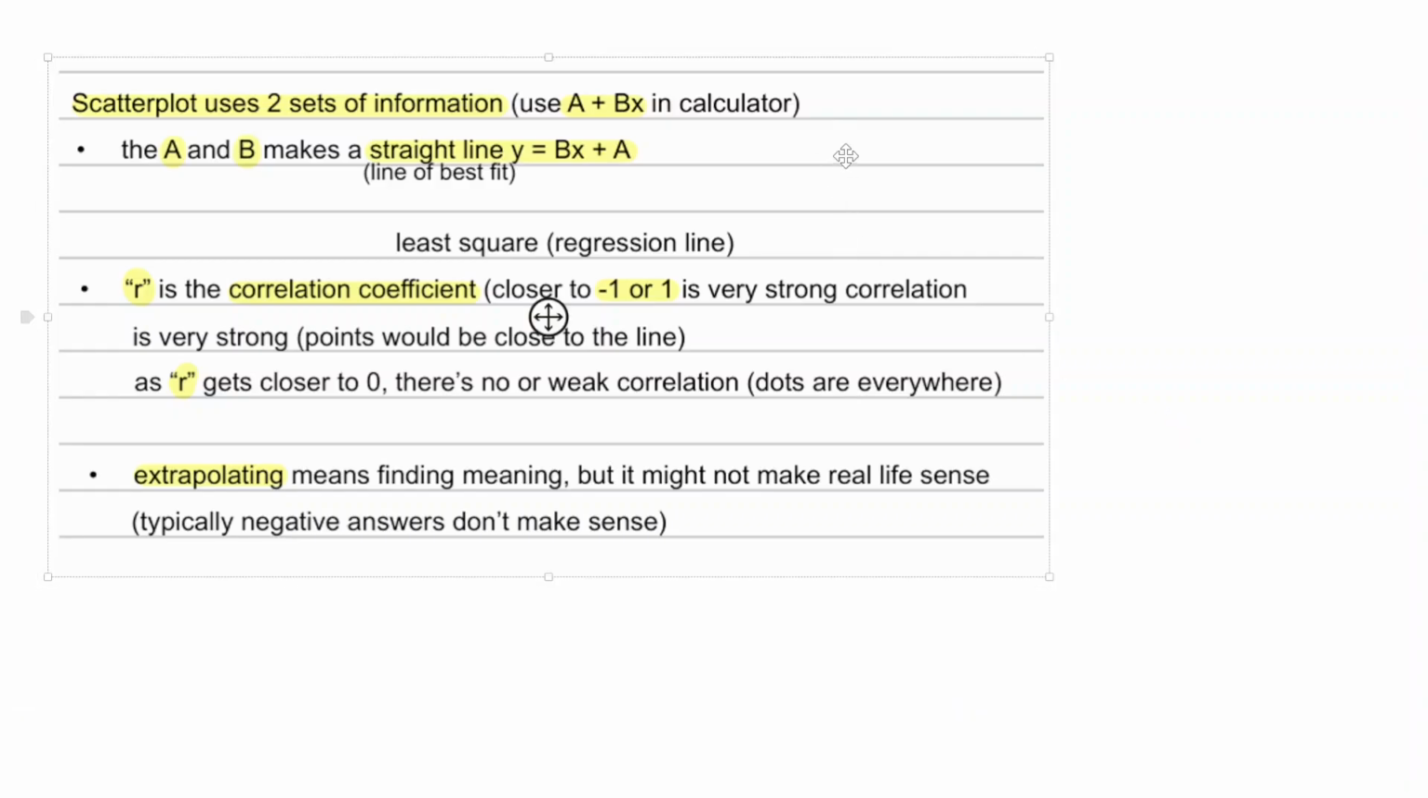In this video, we'll look at the basics of stats in grade 12, which is the scatter plot. And what you have there is two sets of information. Maybe it's your maths mark and your science mark. And so it's comparing two bits of information at the same time.